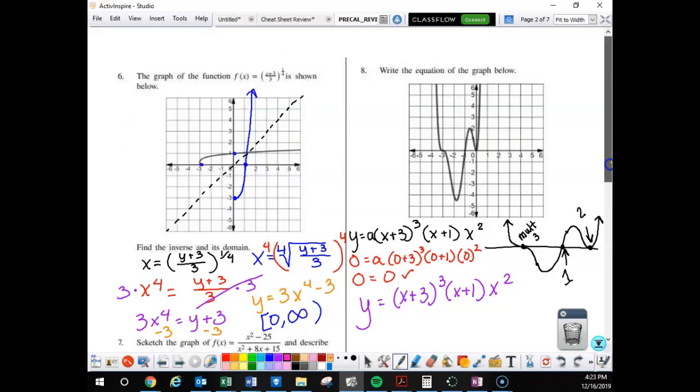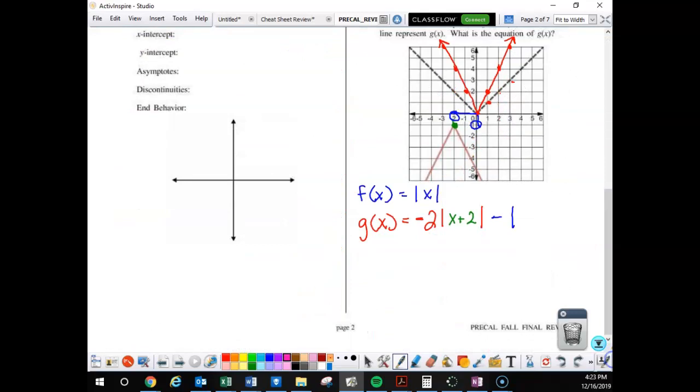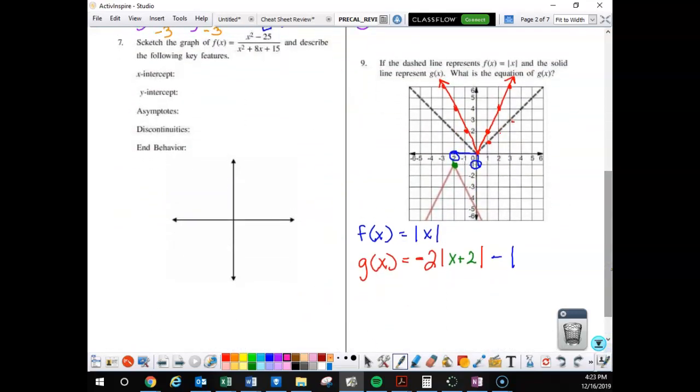Okay. So number 7, I have a rational function. It says sketch the graph of f of x and describe the following key features: x-intercept, y-intercept, asymptotes, discontinuities, and behaviors. One of the big things to remember is that for the x-intercept, you set the numerator equal to 0. For the vertical asymptote, you use the denominator, and for the horizontal one, you look at the degree.